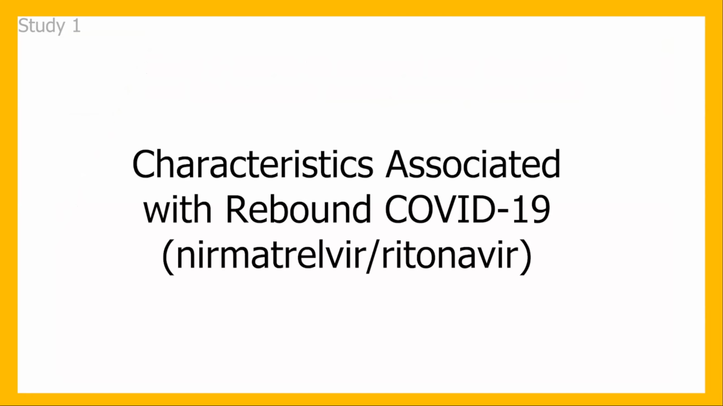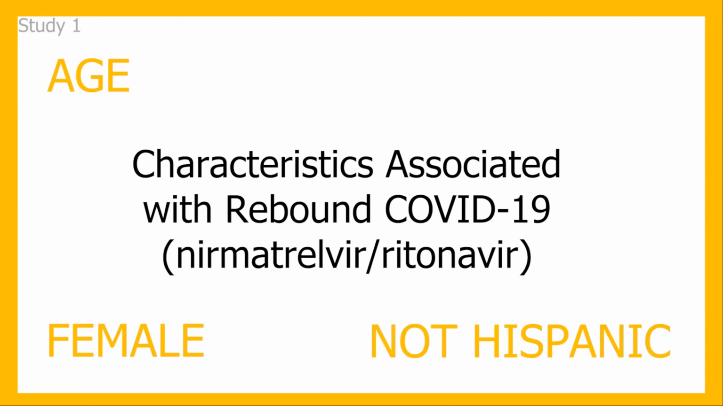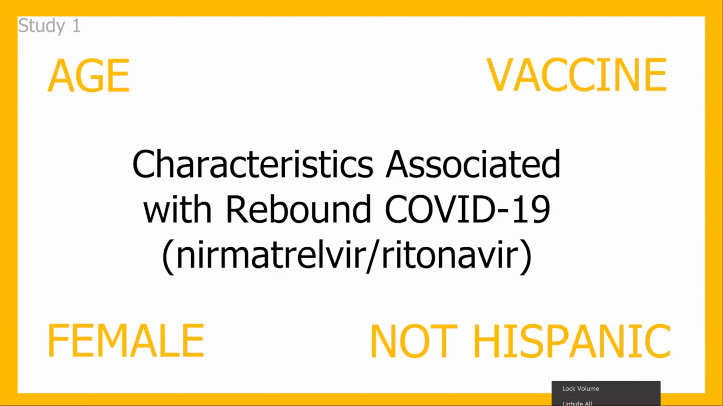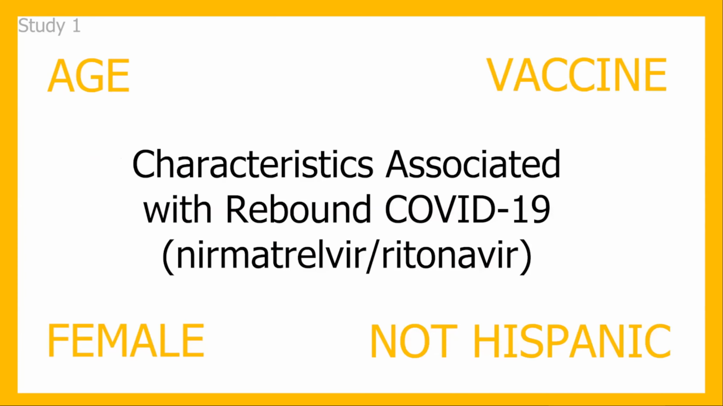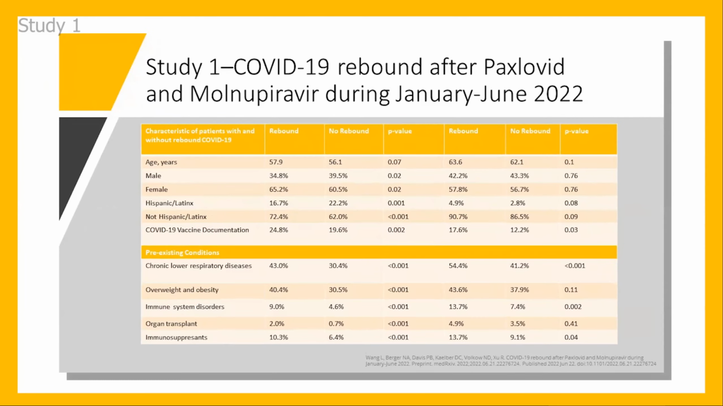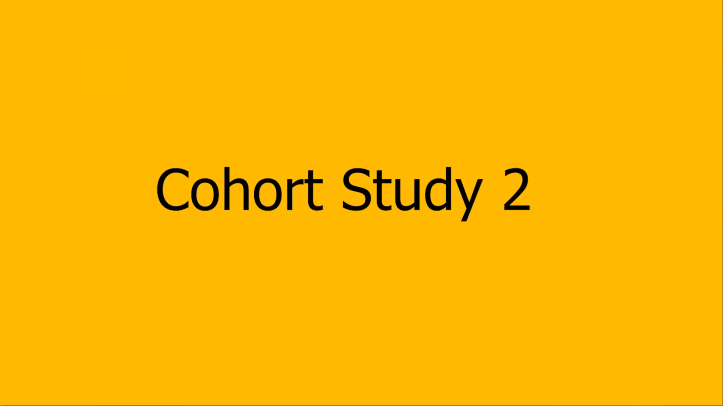Several characteristics were associated with rebound COVID-19 in patients taking nirmatrelvir and ritonavir: age, female sex, not having Hispanic ethnicity, and having COVID-19 vaccine documentation. Notably, having COVID-19 vaccine documentation was a characteristic also associated with rebound COVID-19 in the molnupiravir group. Pre-existing conditions associated with rebound COVID-19 in the nirmatrelvir and ritonavir group were chronic lower respiratory disease, obesity, immune system disorders, organ transplant, and immunosuppression.